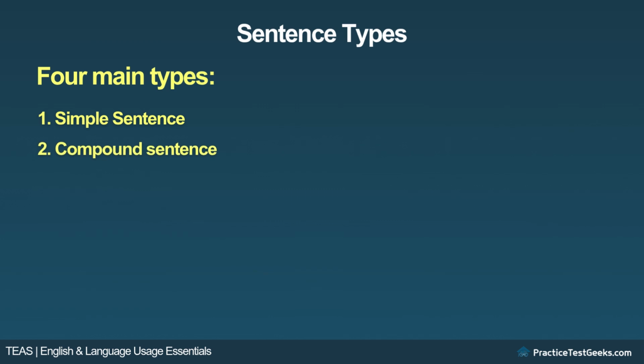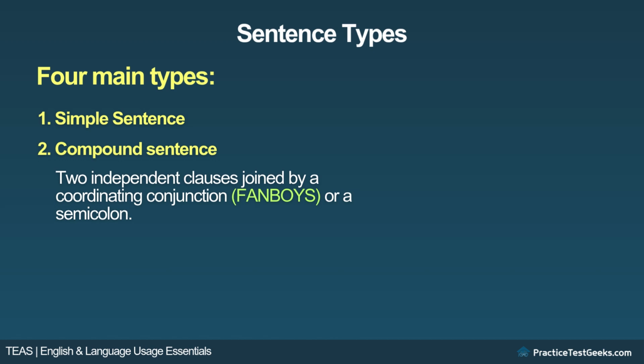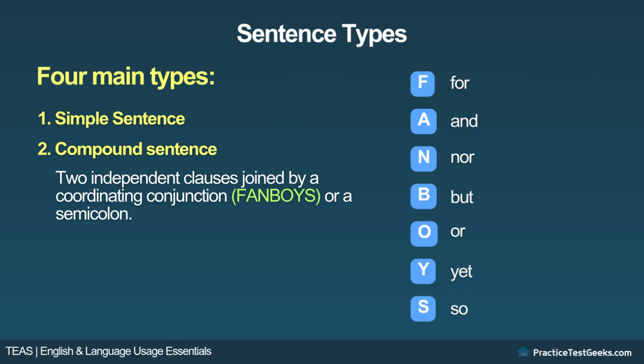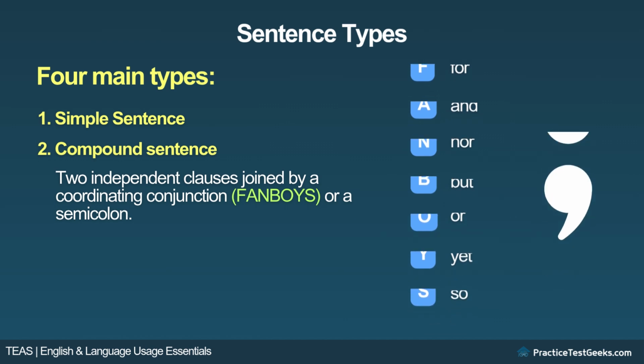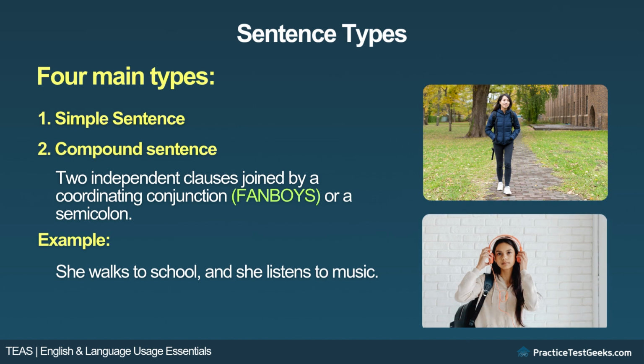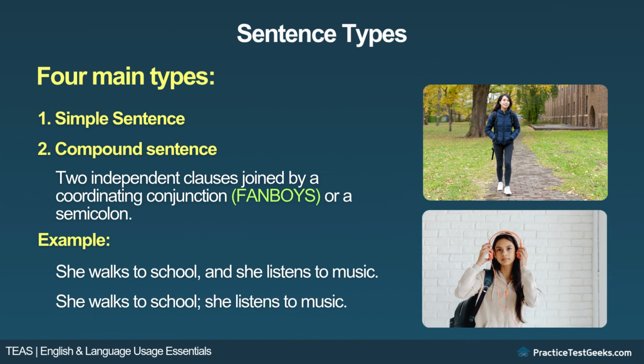2. Compound sentence. 2 independent clauses joined by a coordinating conjunction, like for, and, nor, but, or yet, so, also known as fanboys, or a semicolon. She walks to school and she listens to music. She walks to school, she listens to music. Each part can stand alone, but they're joined correctly.